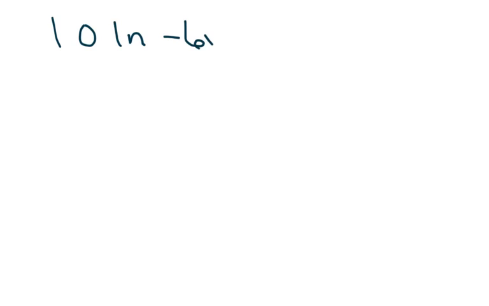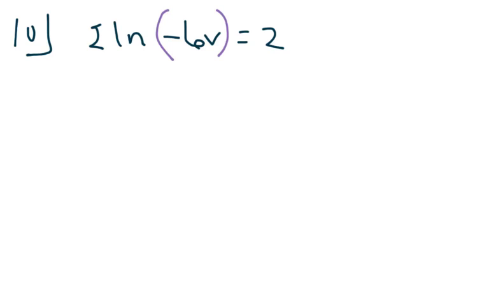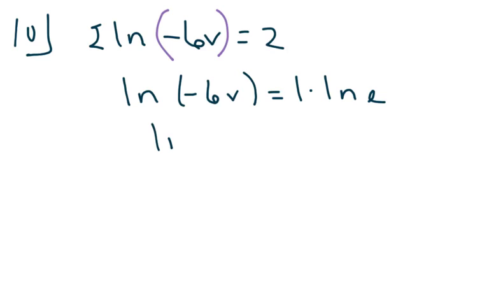Again, this is how you're going to get it on your quiz. So I suggest when you get your quiz, go ahead and do this when you get it. This is 10. So rewrite this. We had a 2 in front. You divide both sides by 2, you get ln of negative 6v equals 1 times, we're going to go ahead and multiply this by 1. So we're going to get ln of negative 6v equals ln of e. And cross those out. That's e to the first.